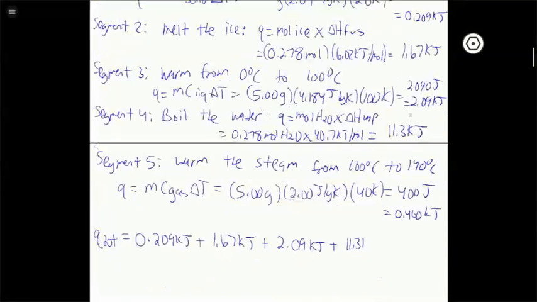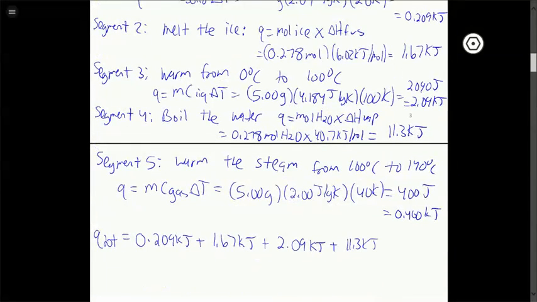All right, there we go. 11.3 kilojoules, and then finally the last segment was 0.4 to warm up the steam. In total, we get 15.7 kilojoules.